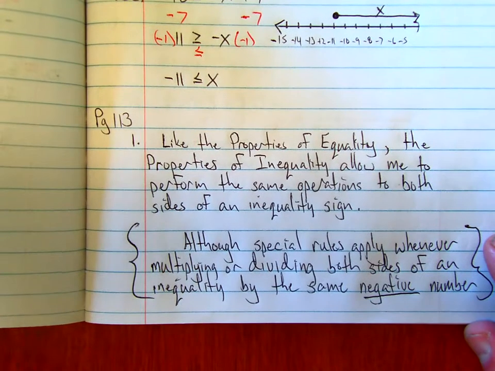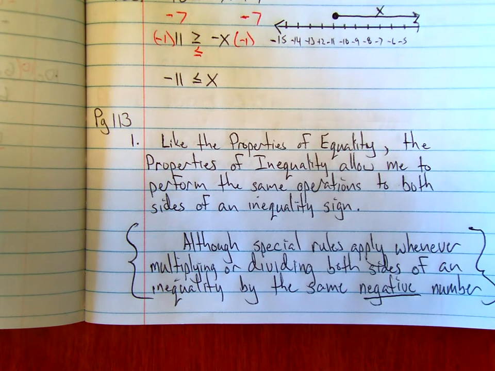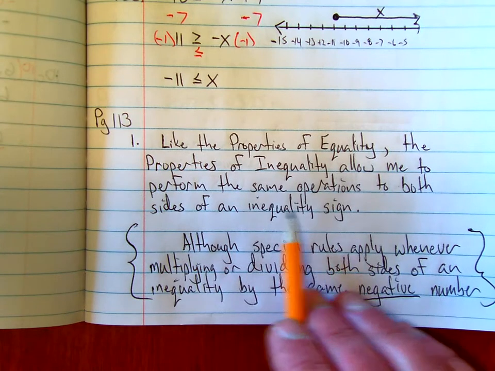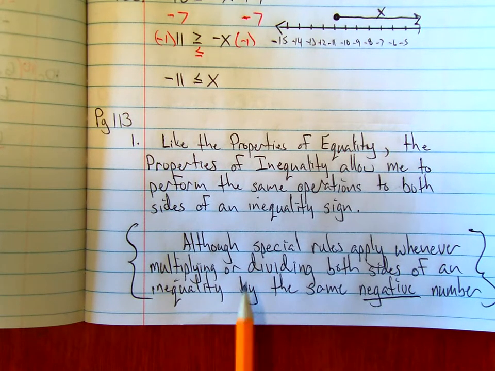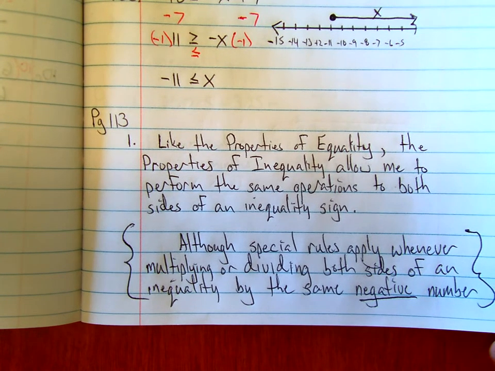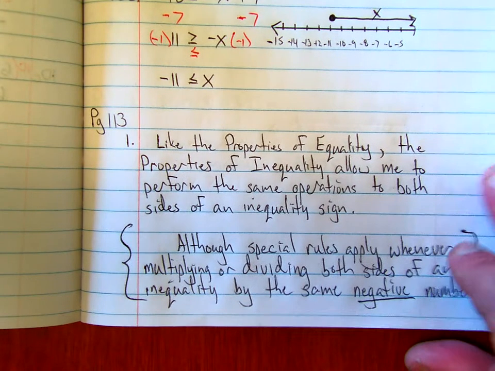Page 113, Talk the Talk. Write a paragraph to summarize your understanding of the properties of inequalities. Well, like properties of equalities, the properties of inequality allow me to perform the same operations to both sides of an inequality sign. Although special rules apply whenever multiplying or dividing both sides of an inequality by the same negative number. I can do it. I just have to remember to reverse that inequality sign when I multiply or divide by a negative.